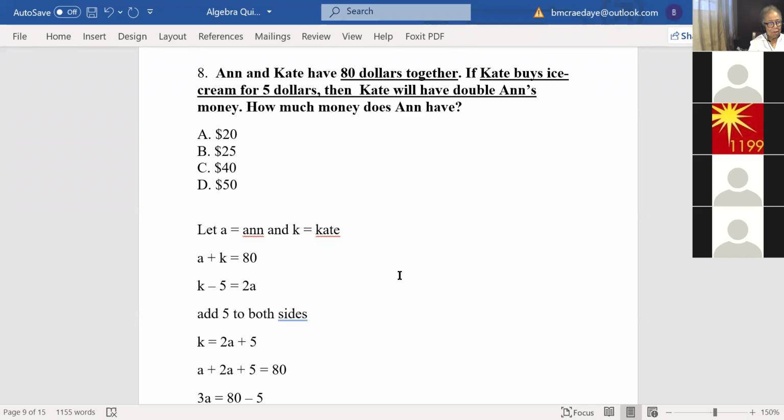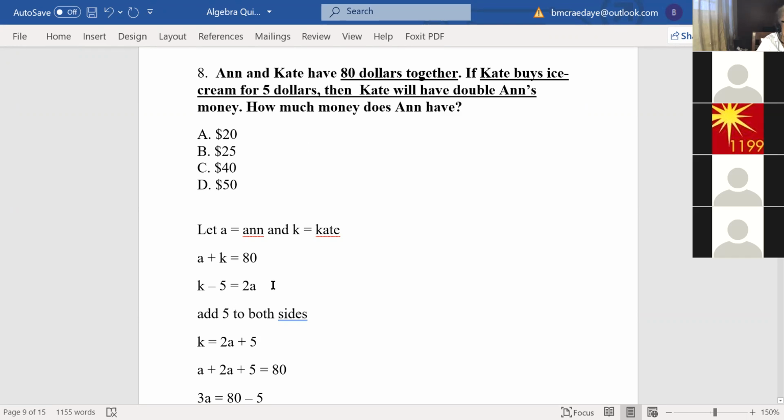She bought the ice cream for $5. That's the K minus 5 on the left, right? That's the subtraction. After she spent the $5, what she had left over was double Ann's. That means after spending the $5, she had 2 times the amount that Ann has. That's the 2A. Was that the 75?